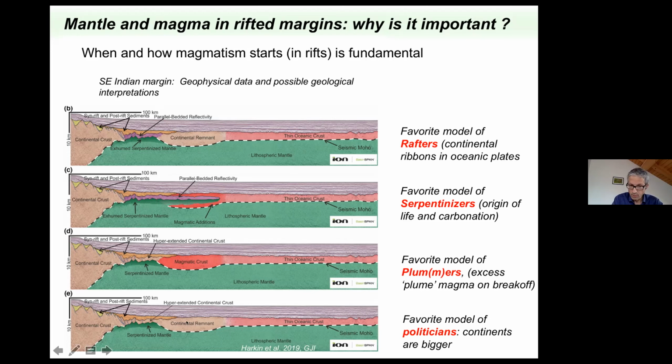And then the final model is probably something for the politicians among you, because the continental crust and this remnant here are linked by very small continental blocks. And this means a country might claim that up to this point, that is all their own country, with important implications for resources at depth.